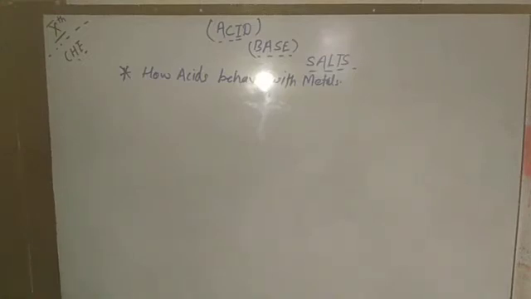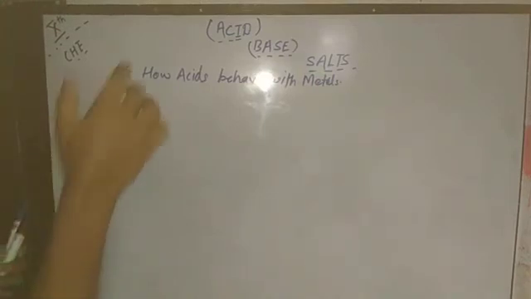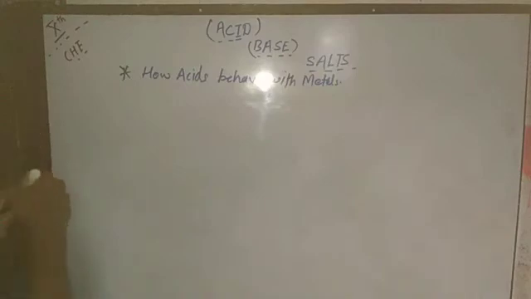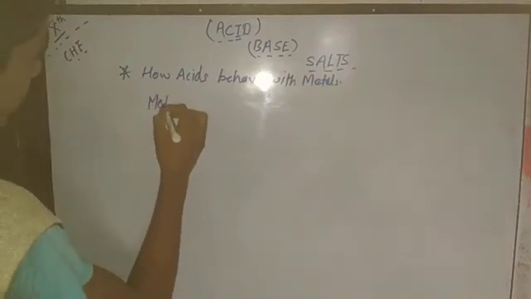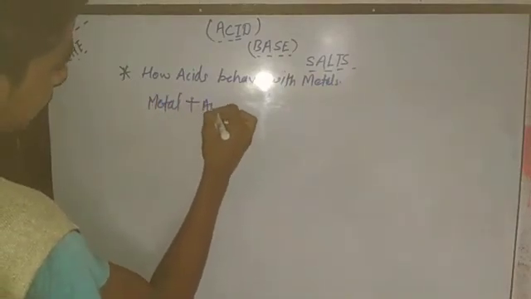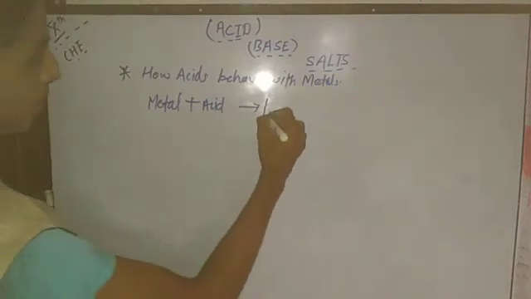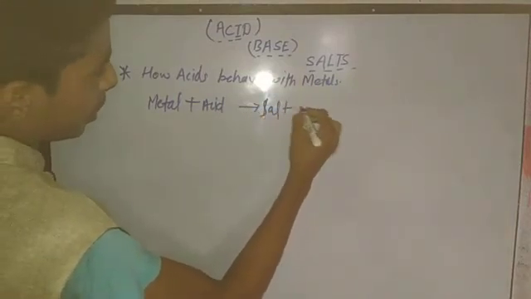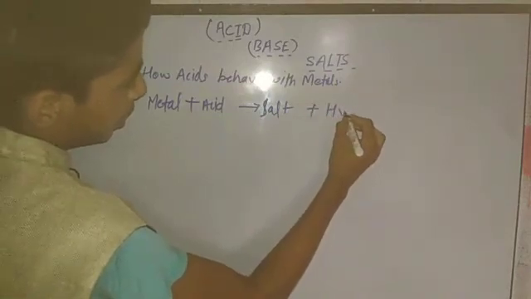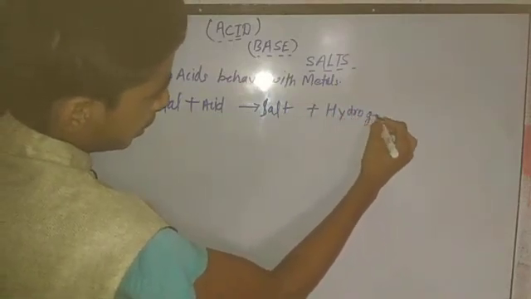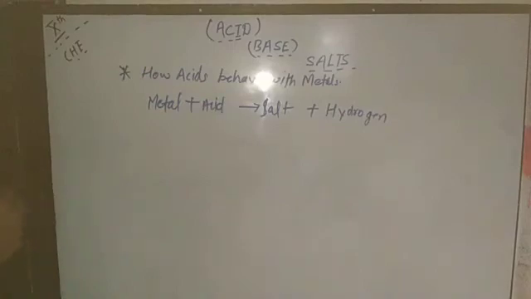We can perform an activity, but for that we need a laboratory, so no need of discussing that. We will discuss in detail. So let me write the major thing. Metal plus acid. What will we get here? Salt plus hydrogen in the form of gas. Now let me write some examples of the reaction of acid with metal.